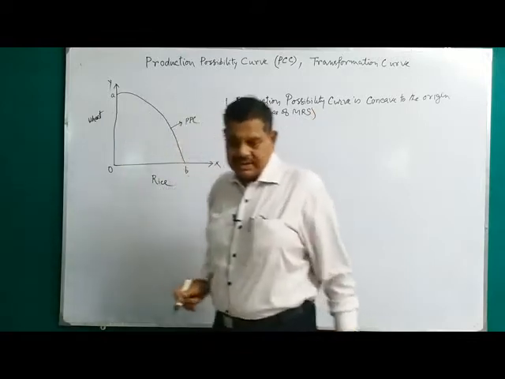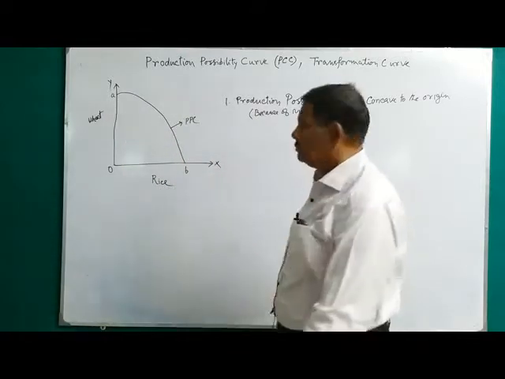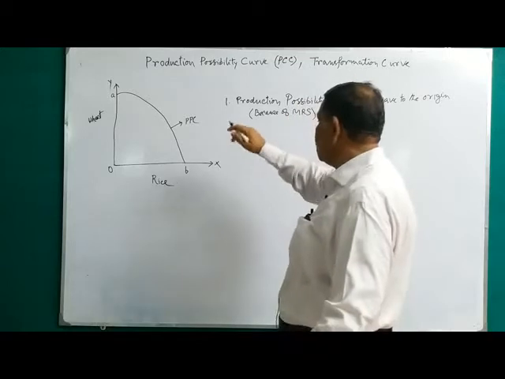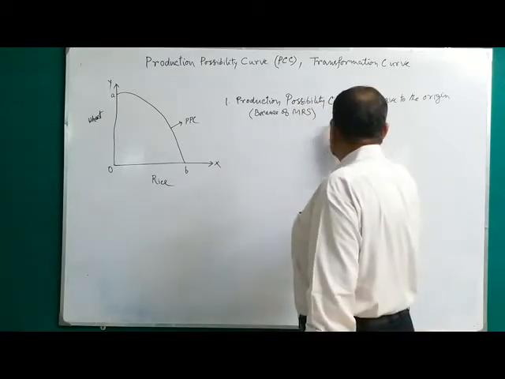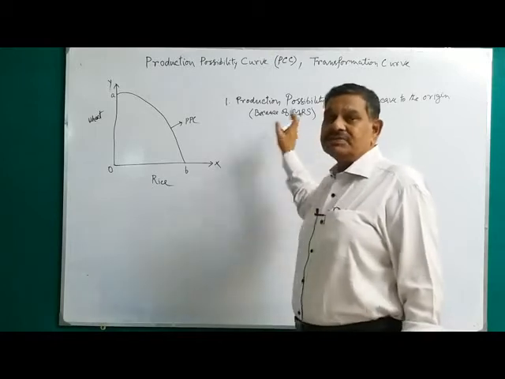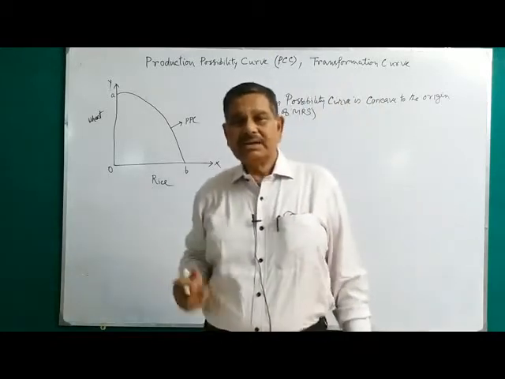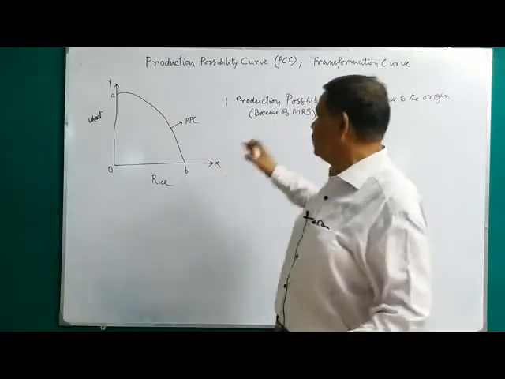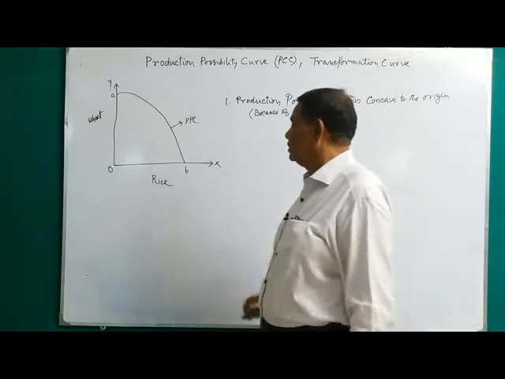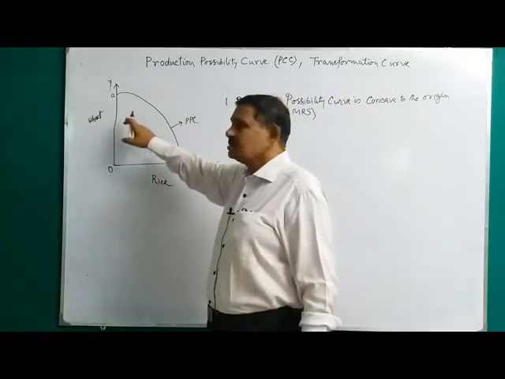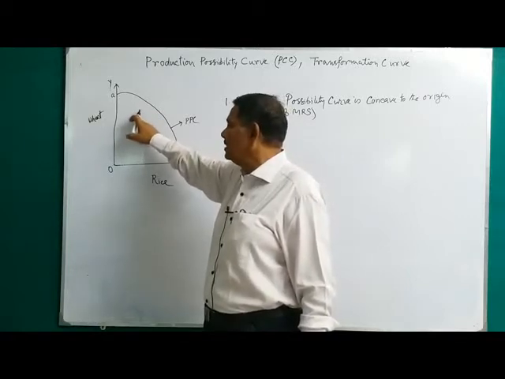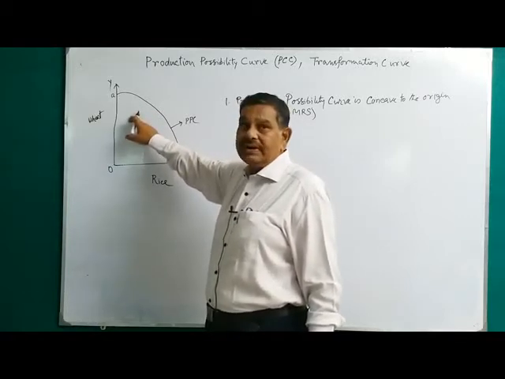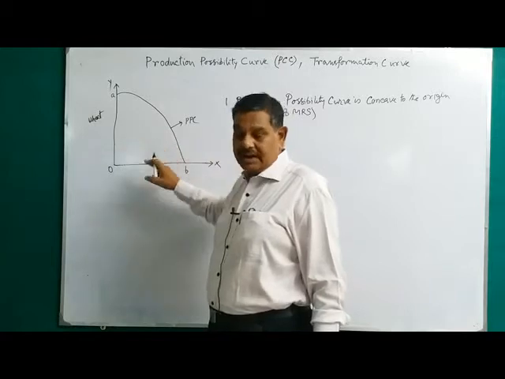Now you see that the production possibility curve is concave to the origin because of the marginal rate of substitution. If you want to produce more rice, leaving wheat, then you have to sacrifice more wheat in order to get rice.